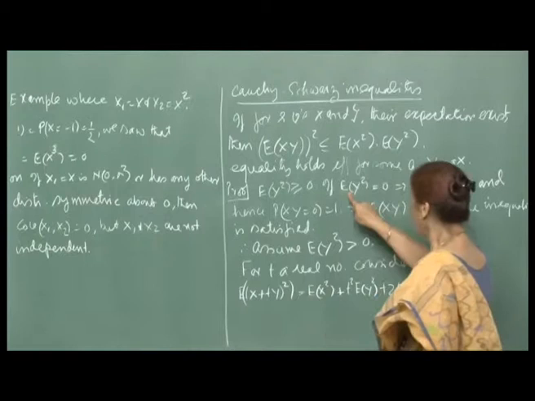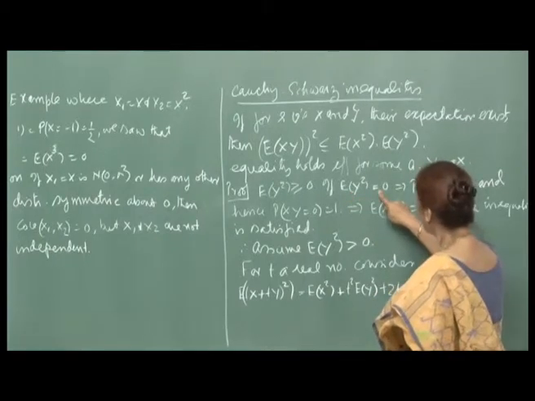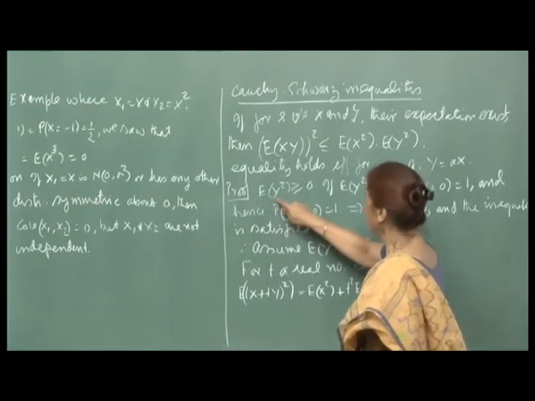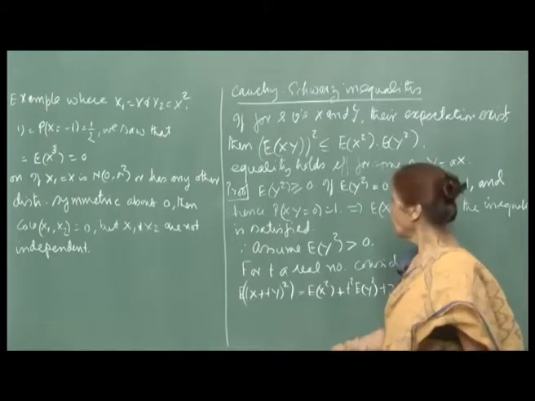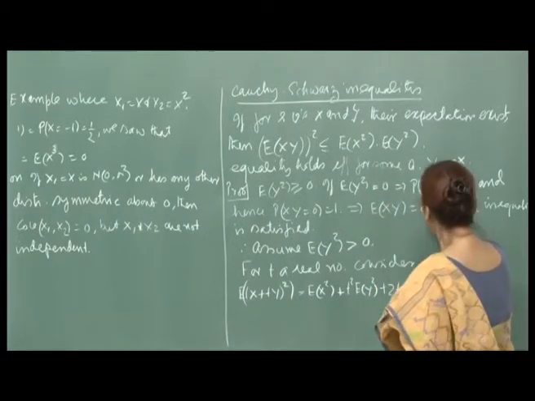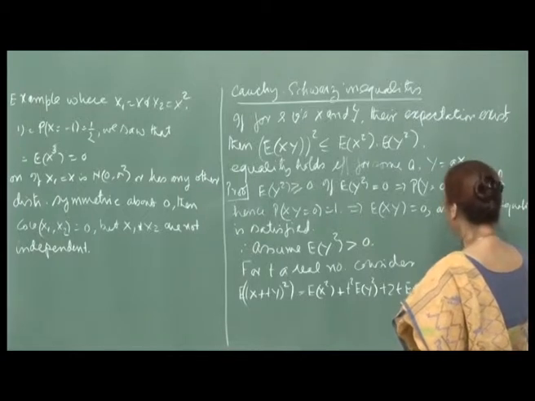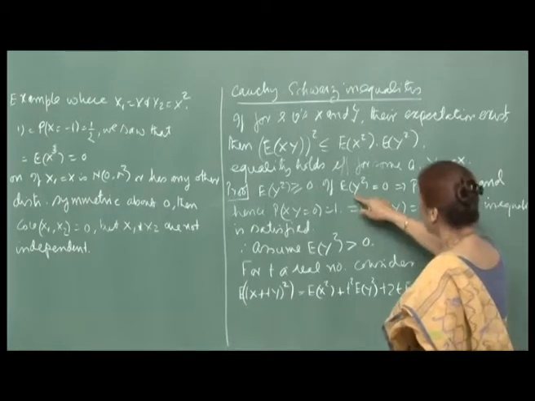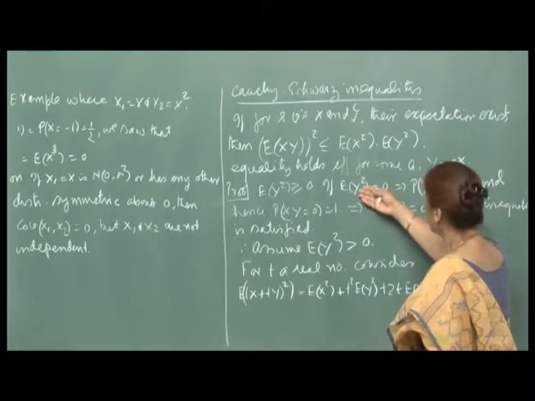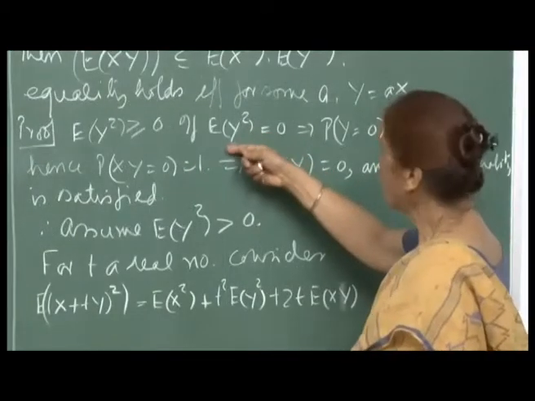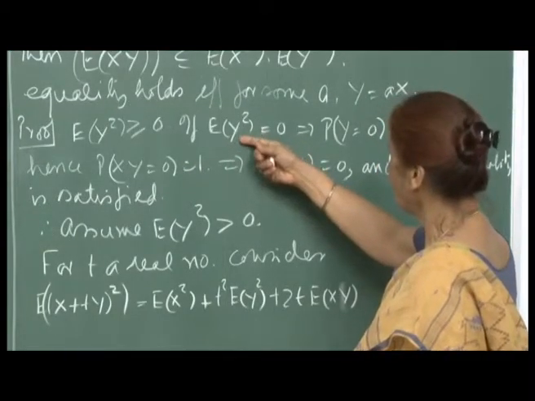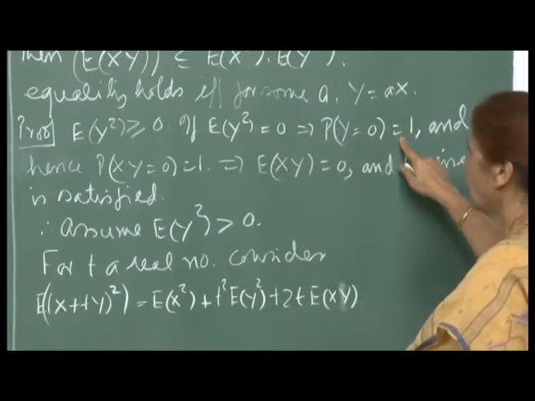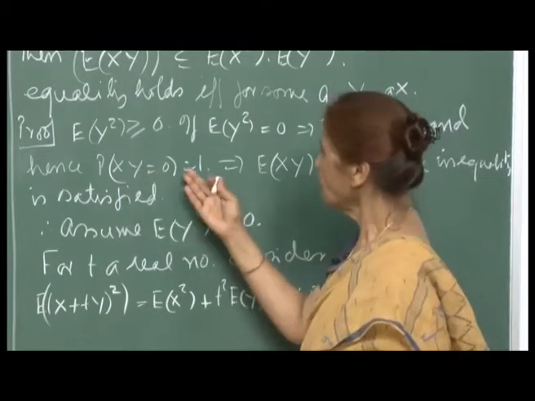Now, expected value of Y square equal to 0 would imply... So, the two things are possible, either expected value of Y square is 0 or expected value of Y square is greater than 0. So, if it is 0, then this implies that probability of Y equal to 0 is 1, right, because this expected value is this, that means you will write the value of Y square, whatever possible values Y square takes, into the probability of Y square taking a particular value and so on. So, this will imply that probability of Y equal to 0 is 1, right, and hence probability of XY equal to 0 is also 1.